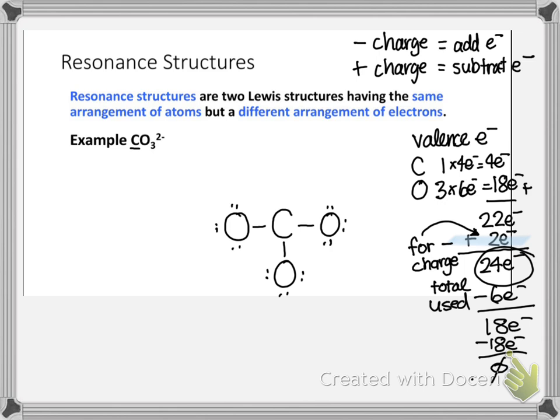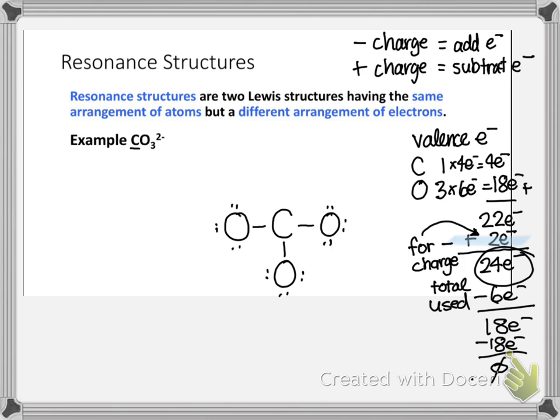Then I make sure everybody has 8. All the oxygens, 2, 4, 6, 8. All the oxygens have 8. I made them that way. So they're all good. And then the carbon, though, only has 6. I can't add any more electrons. I used the total 24. So what do you do when your central atom does not have enough electrons, but you've used your total? That's right. You make a multiple bond.